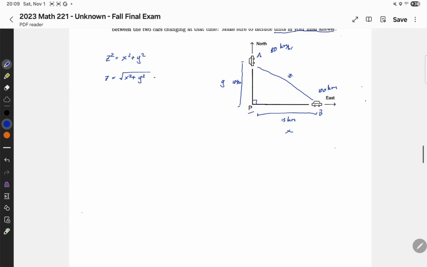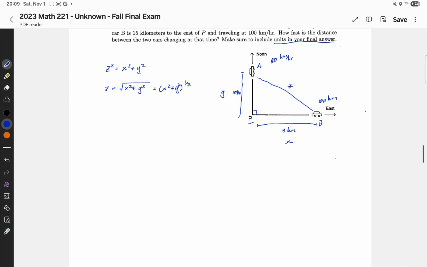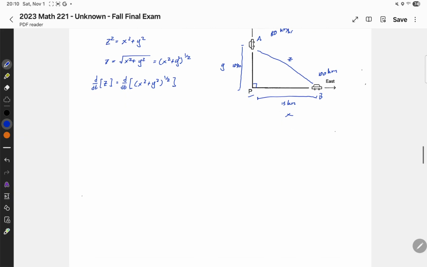And let's rewrite this in a way that's going to be nicer for some calculus. We'll write this as x squared plus y squared raised to the 1/2 power. And now for this, we're going to use implicit differentiation. So we're going to differentiate everything with respect to t, right? Because we're changing with respect to time. So the derivative with respect to t of z is equal to the derivative with respect to t of this big quantity over here, x squared plus y squared to the 1/2. And now this is going to differentiate just like everything else. So the derivative of z with respect to t is just going to be dz dt.